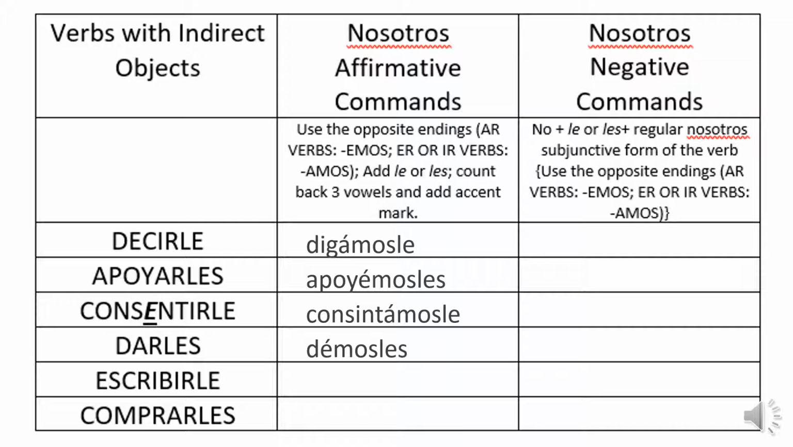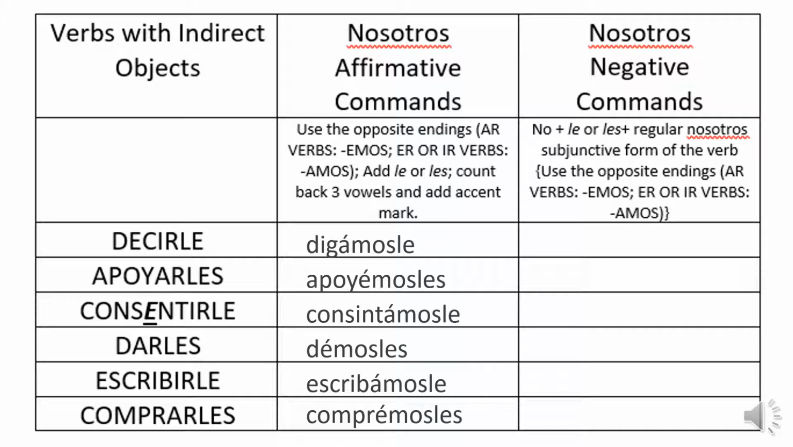If I want to say, let's write her a letter, it's an IR verb, so you need AMOS for your ending, plus le, and count backwards for your accent. Escribámosle. Escribámosle una carta. Let's write her a letter. And if I want to say, let's buy them a present, it's an AR verb, so you're going to use EMOS, then add les, count backwards for your accent mark. Comprémosles. Comprémosles unos regalos. Let's buy them presents.